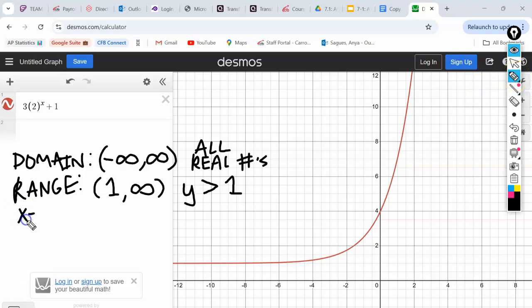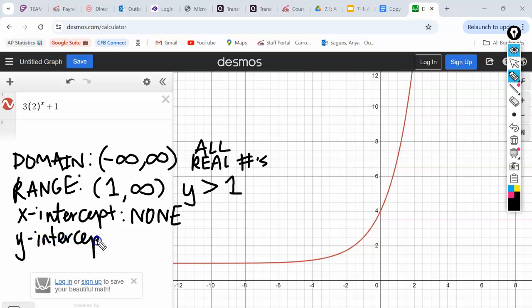Then I am looking for my x-intercept. It does not cross the x-axis, so I'm going to put none. Then for the y-intercept, I see that my y-intercept is (0, 4). Yay.